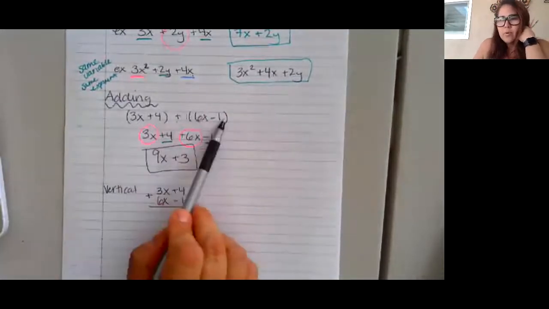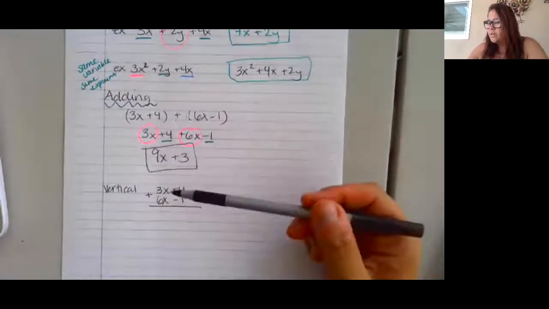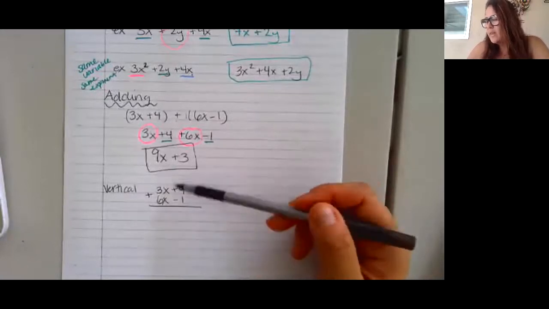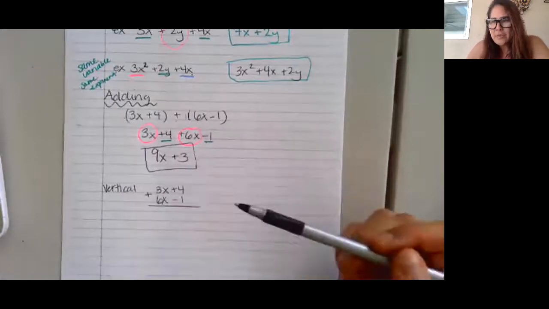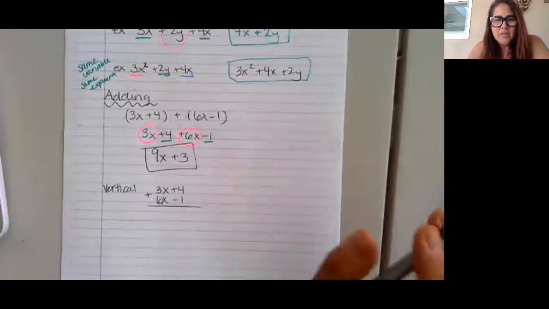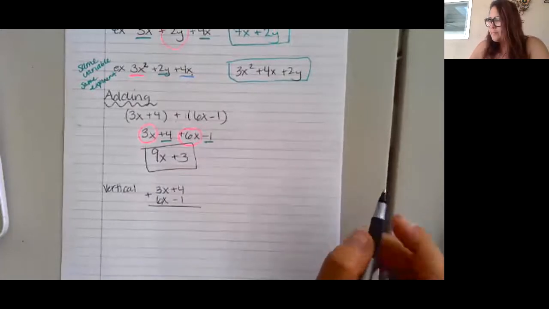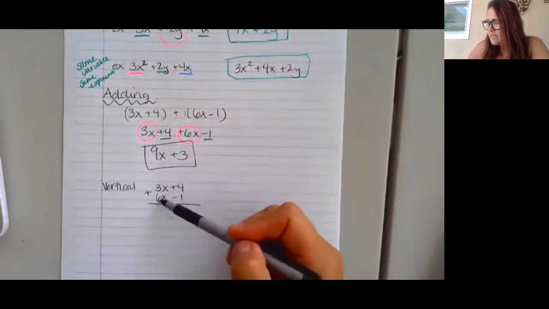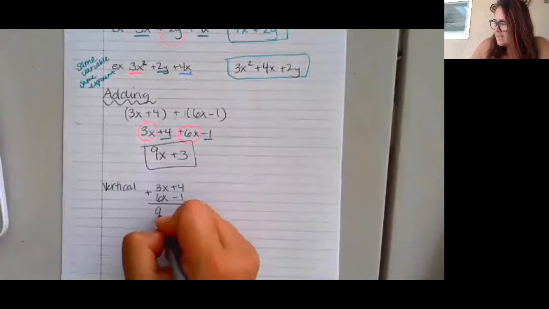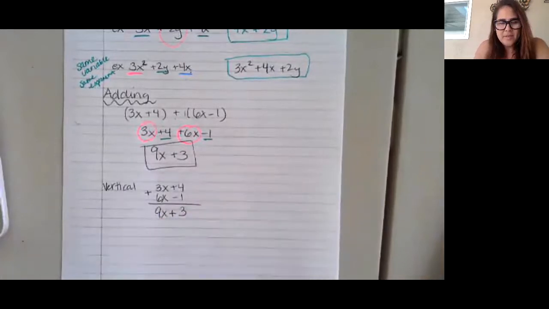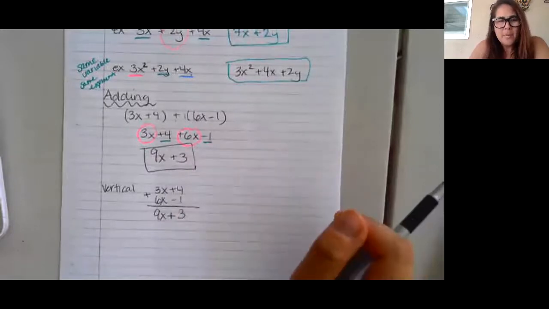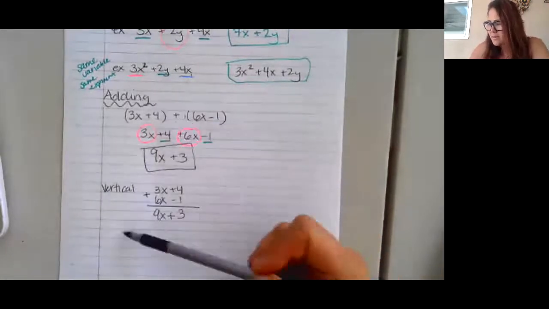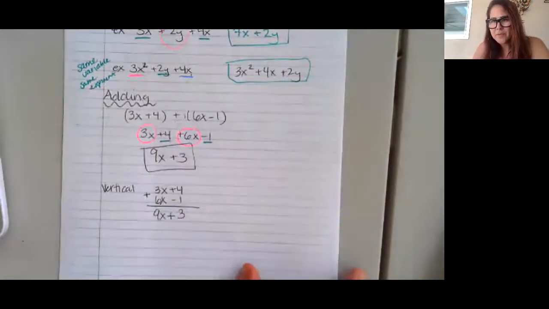Okay, this is doing it horizontally. You can also line it up vertically. So just make sure you line up everything appropriately. Your x's under your x's, your x squareds if you had x squareds, and then these numbers off on their own. Just make sure that you line it all up correctly and you can do it vertically. 4 minus 1 is 3. 3x plus 6x is 9x, and there's my answer. So as long as you're lining them up, it should not be a problem. And this is always easier when you're adding, because there's less rules when you're adding.